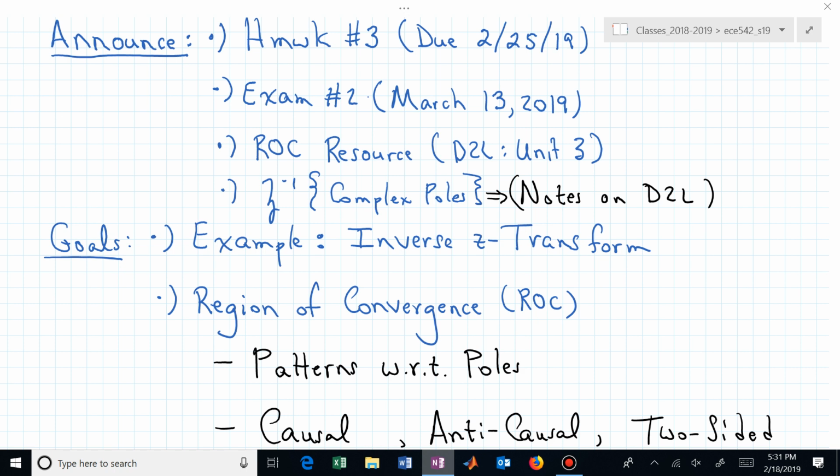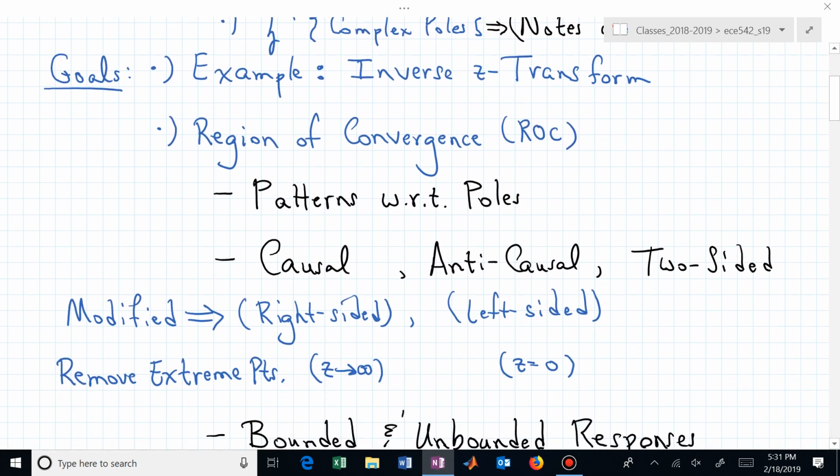That's the goal. The other goals, well, is to look at the inverse Z transform. We'll look at that via an example, but before we even do that, we're going to try to go back to where we are coming from, and that is, how did we do inverse Laplace transforms? We'll start there. That will hopefully transition us into how do we inverse Z transform. And we'll go back to this region of convergence and the different patterns with respect to the poles.